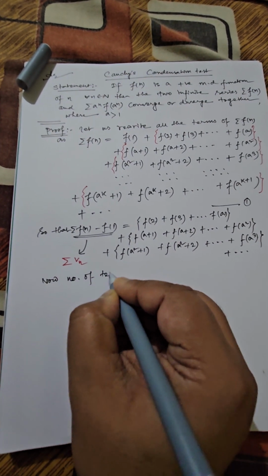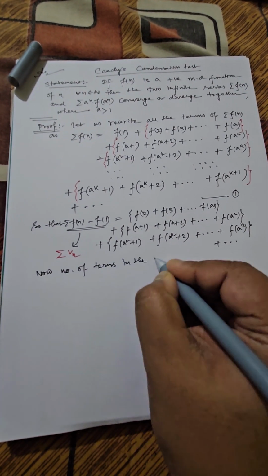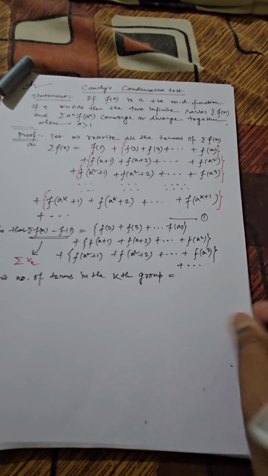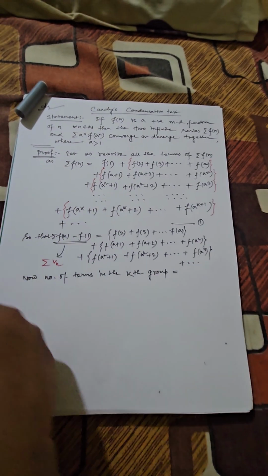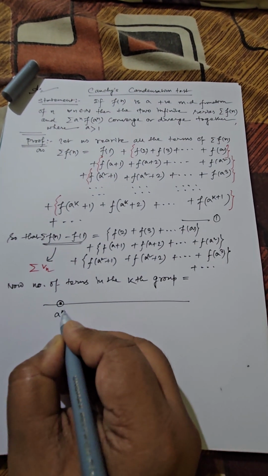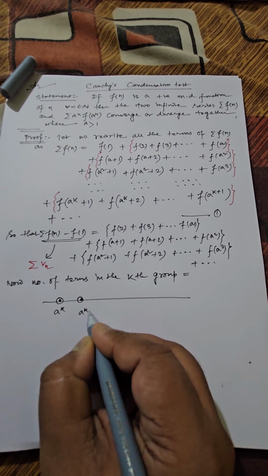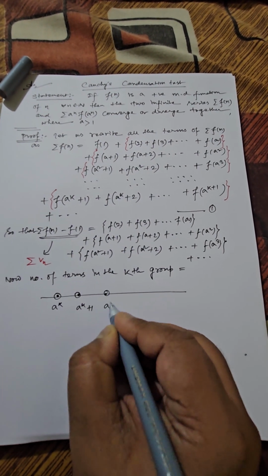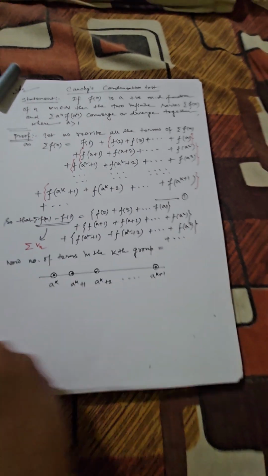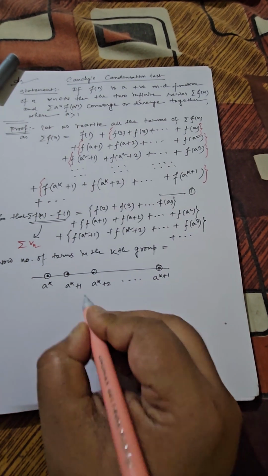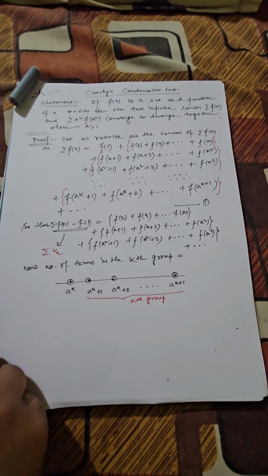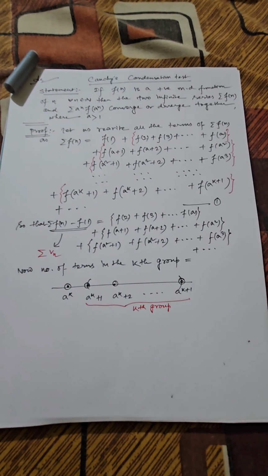number of terms in the kth group is equal to, how many terms are present in this group? For simplicity you can consider it like this. This is say a to the power k, then we have a to the power k plus 1, then a to the power k plus 2. Continuing in this way, we can carry up to a to the power k plus 1. So actually we are trying to identify how many terms are there in the kth group. This is our kth group. So we need to count all these possible terms.